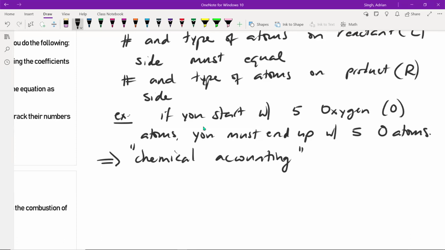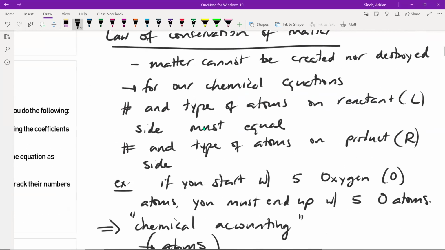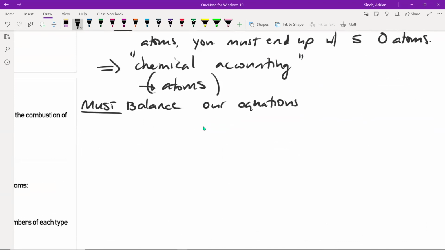When we account for our chemicals, and specifically now we're looking at our atoms, we're going to do something called balancing our equations. So we must balance our equations. That is a ramification of the law of conservation of matter. If we go back to the example that we looked at before, and I'm going to omit the state symbols just for simplicity's sake, I have my hydrogen reacting with oxygen to produce H2O.